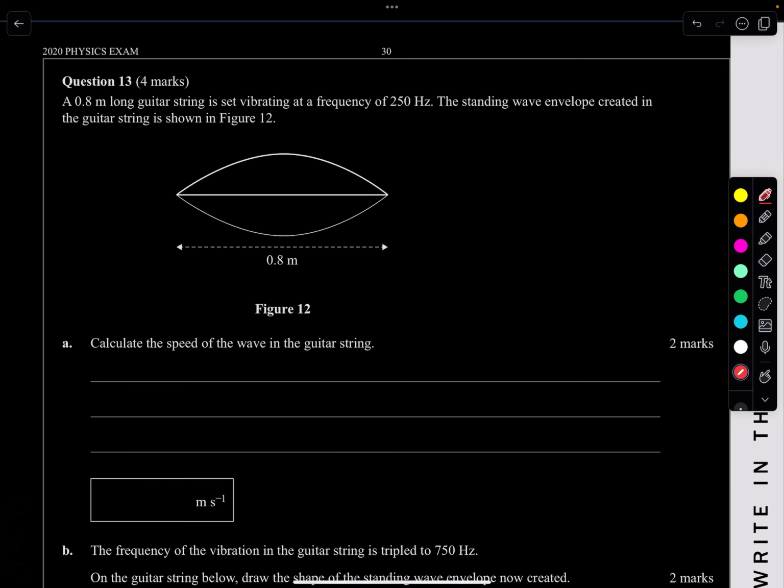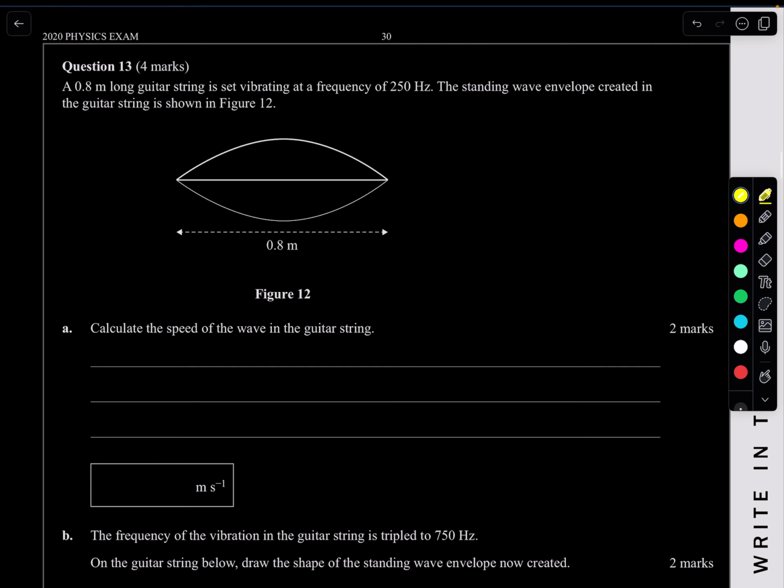Question 13. Let's have a try at this. A 0.8 meter long guitar string is set vibrating at a frequency of 250 hertz. The standing wave envelope creating the guitar string is shown. So, okay, this is what happens. Calculate the speed of the wave in the guitar string. Now, okay, that's easy because we know that n equals 1, this is the fundamental harmonic, basically.